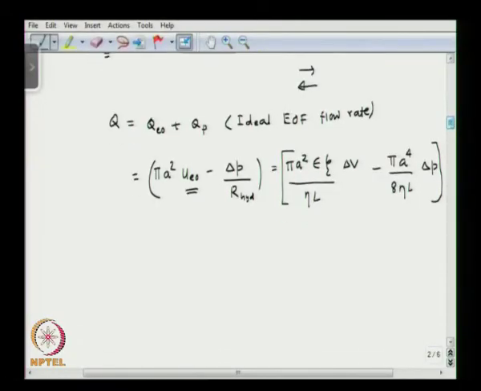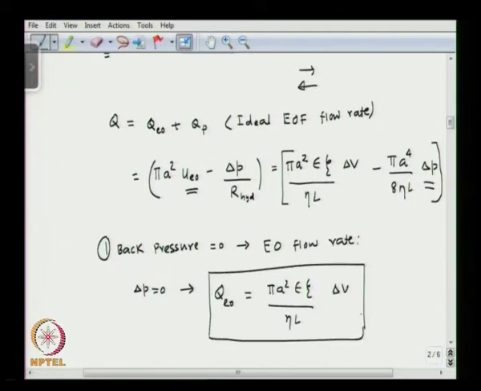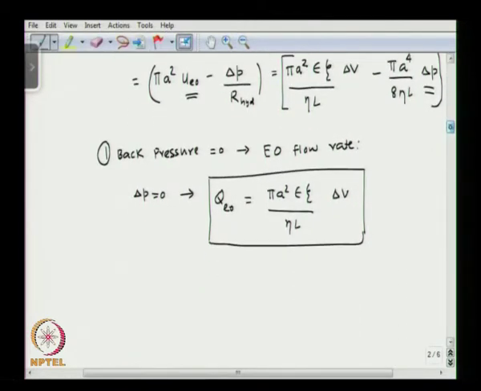Now if we say the back pressure is equal to 0, this is the first condition. What is the electroosmotic flow rate? We can find it in this equation: if you put the back pressure to be 0, let us say delta P is 0, we can find the flow rate, which is the maximum flow rate at 0 back pressure, is pi S square epsilon J over eta L into delta V. That is the maximum flow rate we can expect.